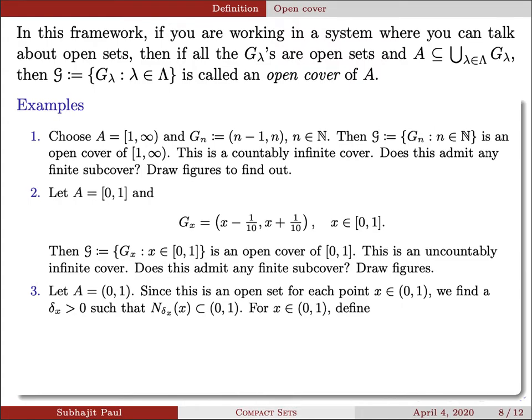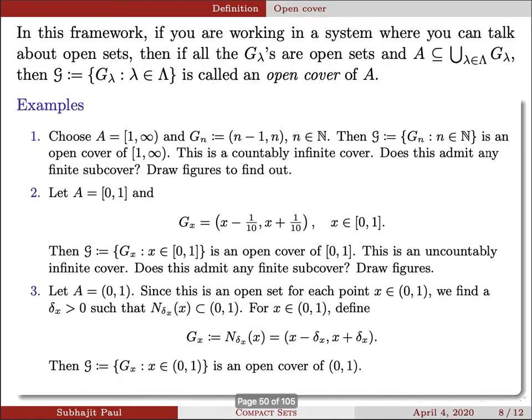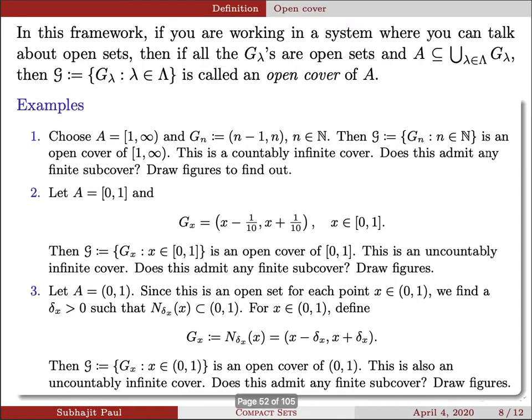So for every point x, define your Gx to be the delta x interval around x, that is, x minus delta x to x plus delta x. This is an open set, and consider all these Gx where x is running over the open interval (0, 1). This will be an open cover of (0, 1), of course. This is also an uncountably infinite cover, no doubt. Does this one admit any finite subcover? Draw figures, draw pictures. You'll understand whether this admits any finite subcover or not.